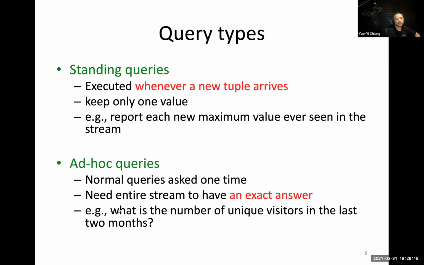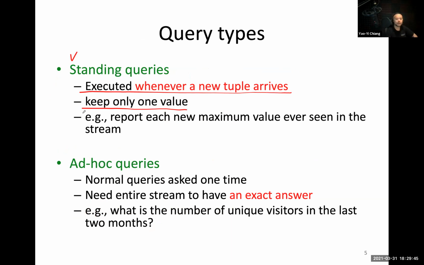So there are two types of streaming data queries. The first one is the standing query. A standing query will be executed whenever a new data point arrives. So it keeps running this query over and over. You usually would keep only one value, only one answer, because when a new data point comes in, you throw away the old answer.